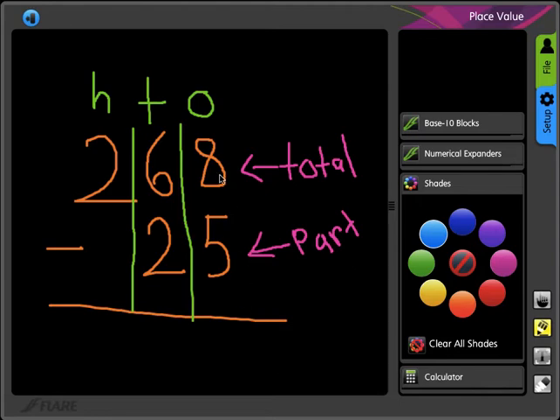So our ones are 8, take away 5. What is 8 take away 5? 3, right? Okay, now we're ready to move on to our tens. Our tens is 60, take away 20, or 6 tens minus 2 tens. What is 60 minus 20?